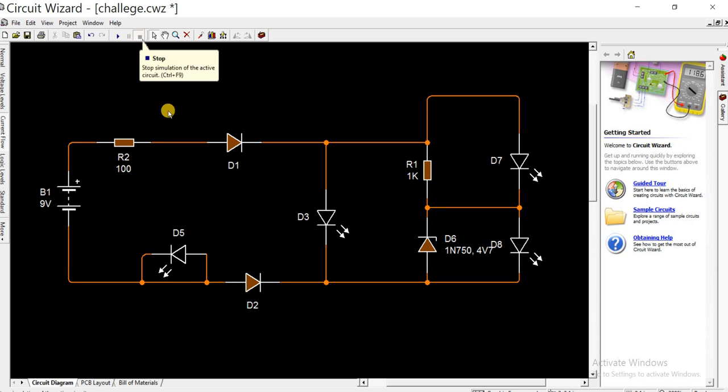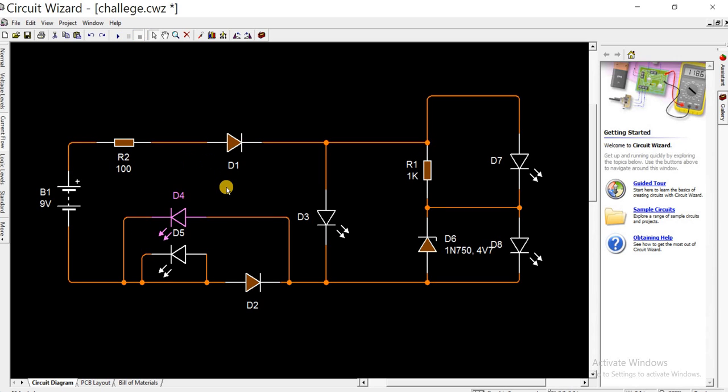Okay, now let's go back. Let me remove this. If you reverse D2, one of the LEDs will stop working. Okay, let's reverse this. Delete. Control X, Control V. Okay, let's reverse it. So if you reverse it, it will be forward biased then. Before it was reverse biased, but now by reversing it, it is forward biased.